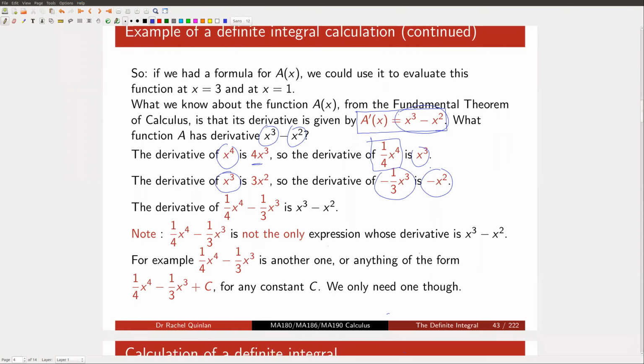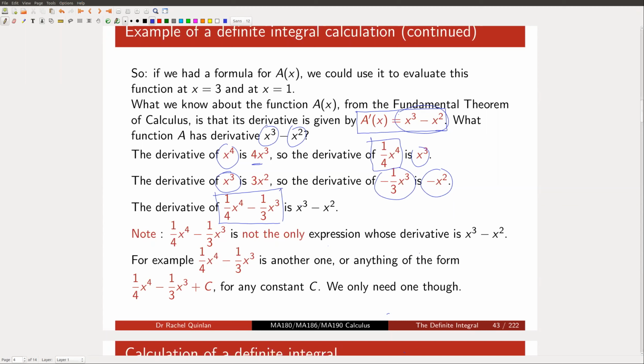And then we know that the differentiation operator is linear. If I differentiate 1/4 x to the fourth minus 1/3 x cubed, I get x cubed minus x squared. So that's an answer to the question.